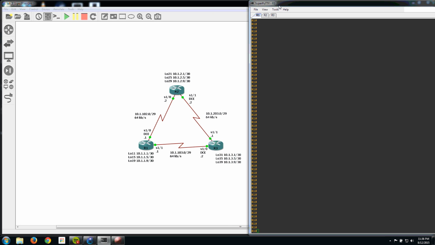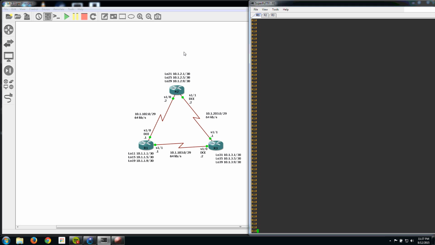I've already taken the liberty of setting up this lab as far as the interfaces and the loopbacks. As you see here, we have 3 equal serial links between all of our routers. They are all set to 64 kilobit. Other than that, that's pretty much it. Save some time so you didn't watch me configure interfaces for 15 minutes when you want to get to the real meat and potatoes here.